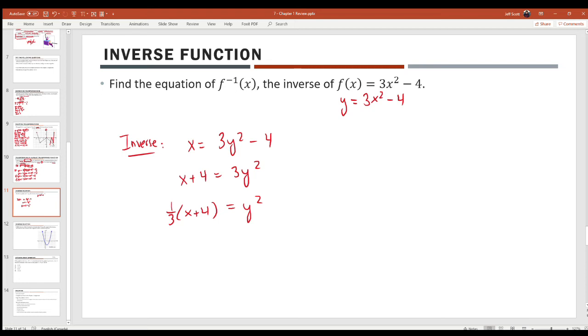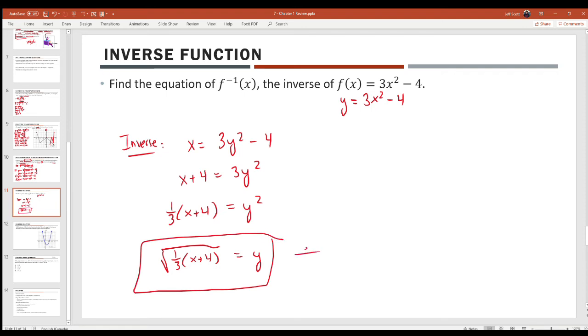Last but not least, though, we want to get y completely by itself, so we'll need to square root this. So the square root of 1 over 3 times x plus 4 equals y. And that would be a good inverse function. So this right here is your f negative 1 of x.